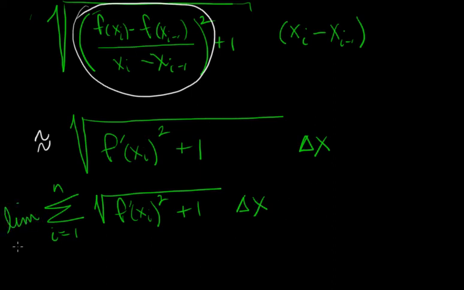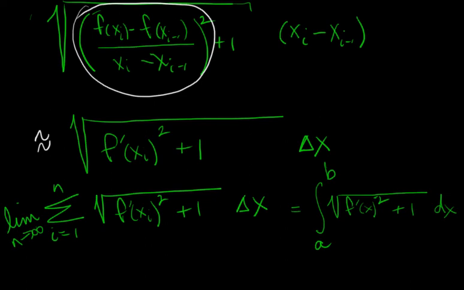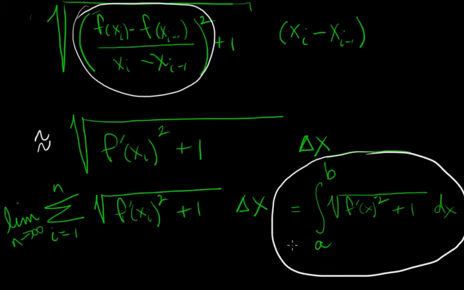So as n goes to infinity, the limit of this is equal to the integral from a to b of the square root of f prime of x squared plus 1 dx. So that's the formula that you are given in the book, and that is the length of the curve from a to b. We could say this is equal to L, the length of the curve. So that's just a formula.